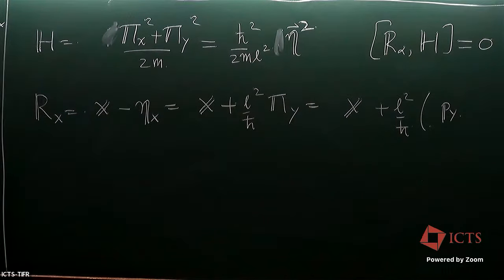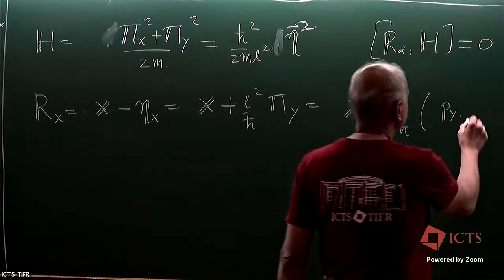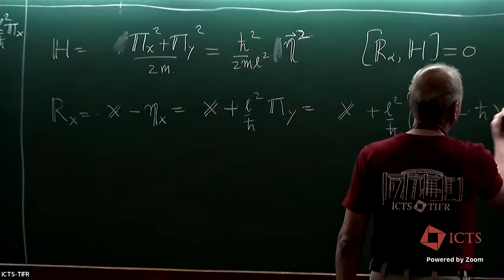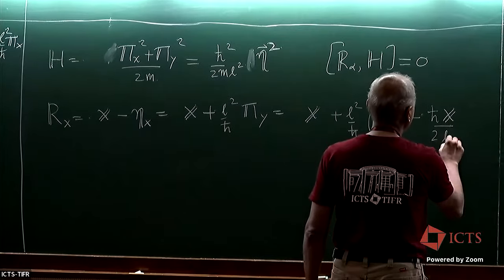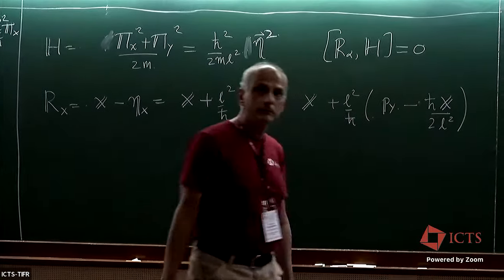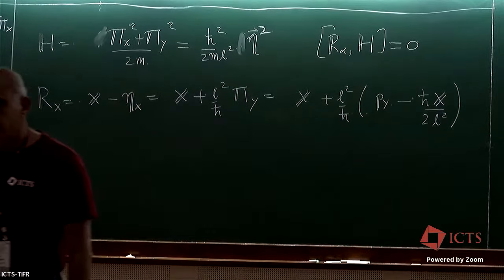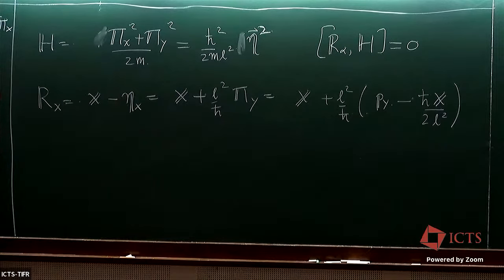Minus ħx over 2L squared. So this x operator is the xy, the coordinate we started with from the beginning. Yeah, in quantum mechanics, x, y, px, py are all operators. Understood. All right, so that's what it is.